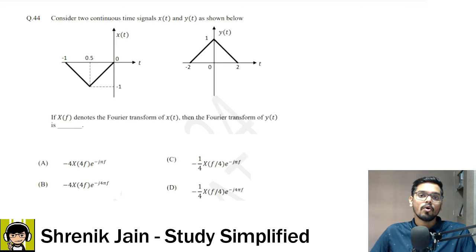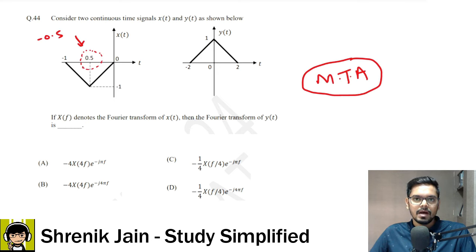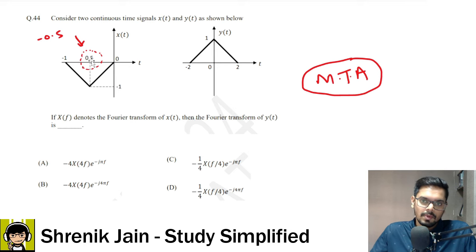But you know what the official answer key was? The official answer key of this question was marks to all. The reason was that 0.5 cannot be here, it should be minus 0.5. So there was an error in the question. Because there was an error in the question, it cannot be solved. So marks to all.